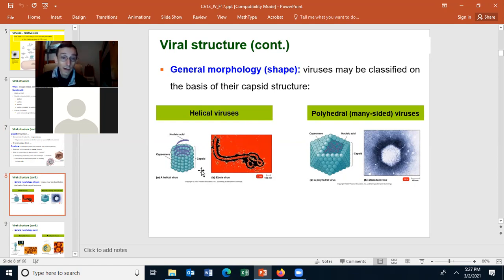A helical virus, where the capsid is in a helix, and here's a good example. You can easily see that this is a helix. The polyhedron, where the virus has many sides, and that would be like the complex dice that have many sides, the polyhedral dice that some people play with. And there's an actual polyhedral virus seen under the electron microscope.